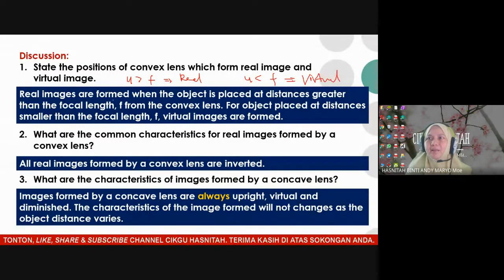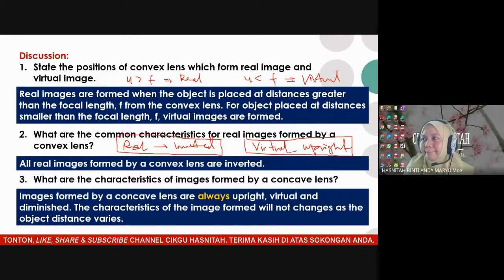And then number 2: what are the common characteristics of a real image formed by a convex lens? If you notice from the table, all real images are inverted. All real images formed by a convex lens are inverted. So this is the common characteristic. While the virtual image formed is upright. So this is another thing you can hold on to. When the image is real, it must be inverted. If it is virtual, it must be upright.